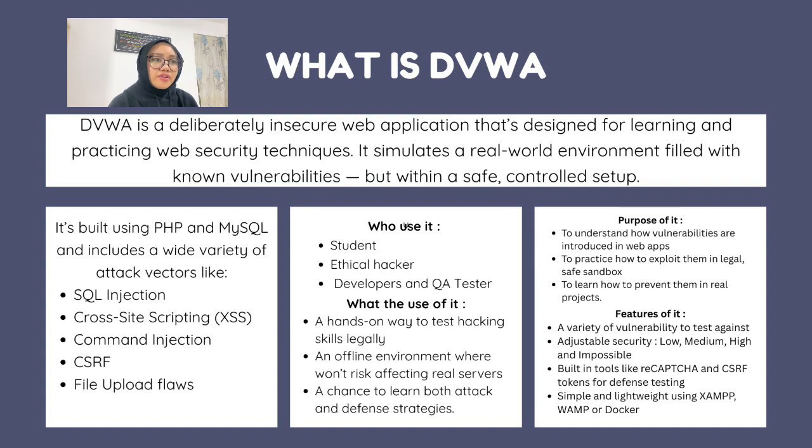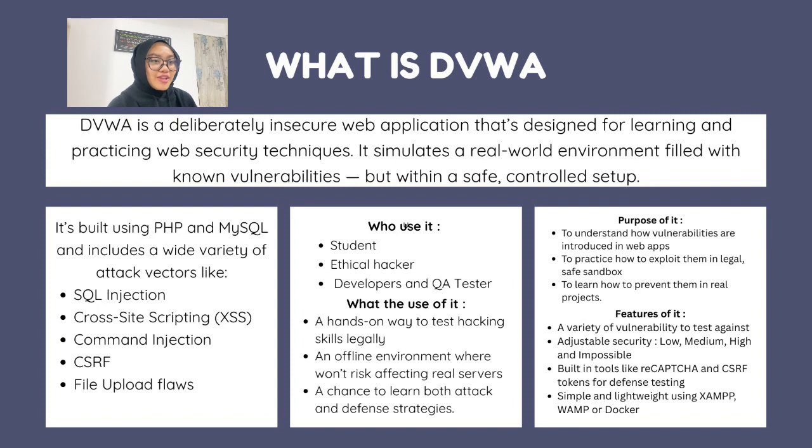Okay, what is the use of DVWA? DVWA is a hands-on way to test hacking skills legally, an offline environment where there is no risk of affecting a real server, and a chance to learn both attack and defense strategies. The purpose of DVWA is to introduce how vulnerabilities are introduced in web apps, to practice how to exploit them in a legal, safe sandbox, and to learn how to prevent them in a real project.